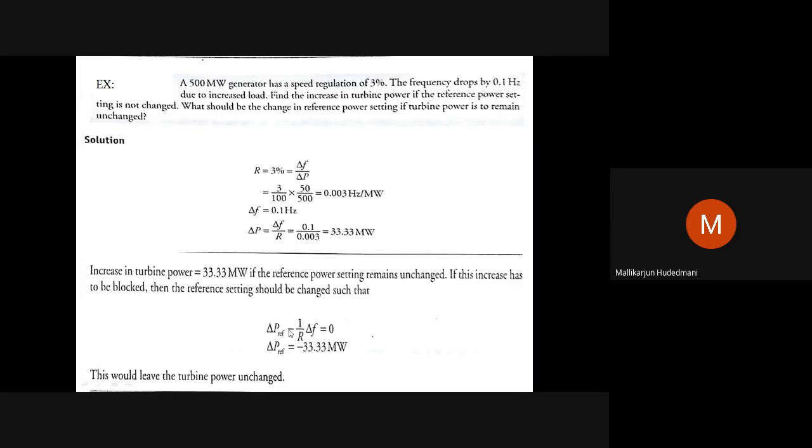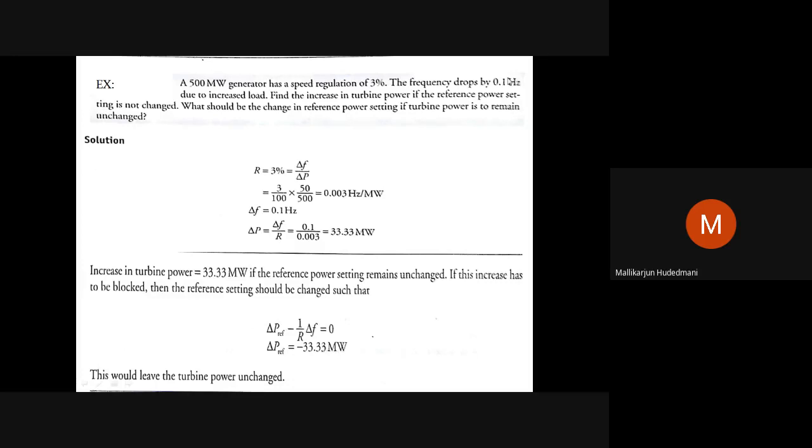I remember when I was speaking about the flyball governor mechanism, you recall back, please. That's where we came across this point: delta P reference minus delta F by R equal to 0. So what reference point is required as a shift? The same value repeats on the RHS. This should leave the turbine power unchanged, only the reference point to be changed by 33.33 megawatt.